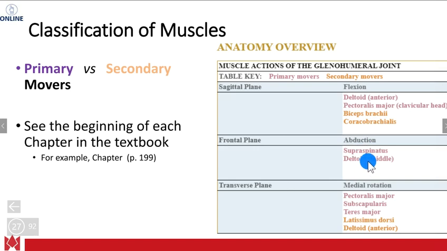And some joints and planes don't have secondary movers. So you can see abduction, it only has 2 prime movers. It doesn't have any secondary movers. And then you look at medial or internal rotation. So it's definitely good to know the prime movers and secondary movers, but focus on the prime movers or primary movers at the beginning of each chapter for each joint that you're looking at.